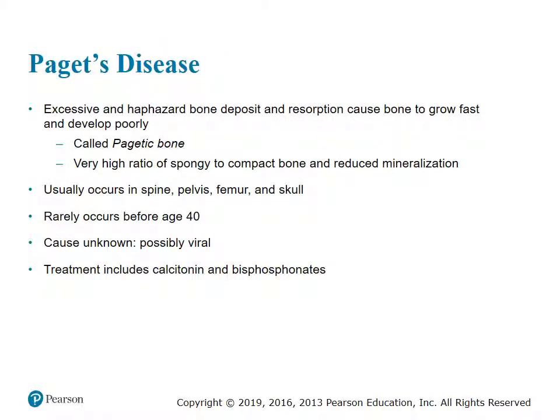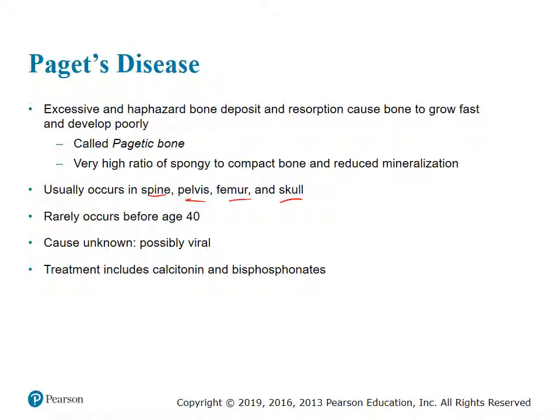Paget's disease, right? This is an excessive bone deposit and reabsorption, so it's not in a proper level, not in a proper method of doing this. And so we see this, usually in the spine and the pelvis, the femur, and the skull. That rarely occurs before 40. Under 40 we don't see this; we see this past 40, normally speaking. There are a lot of reasons why this might occur, but we're not really sure. It can possibly be a viral infection. That's one of the possibilities there.